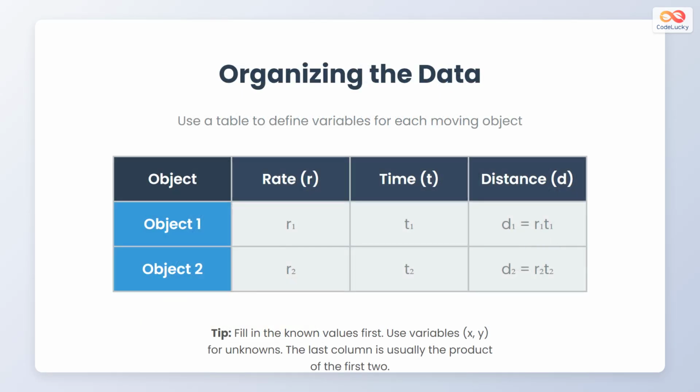The key to solving these word problems is organization. We always recommend setting up a table or grid. The rows represent the different objects or legs of the trip. The columns represent rate, time, and distance. This makes it easy to fill in what you know and solve for what you don't.